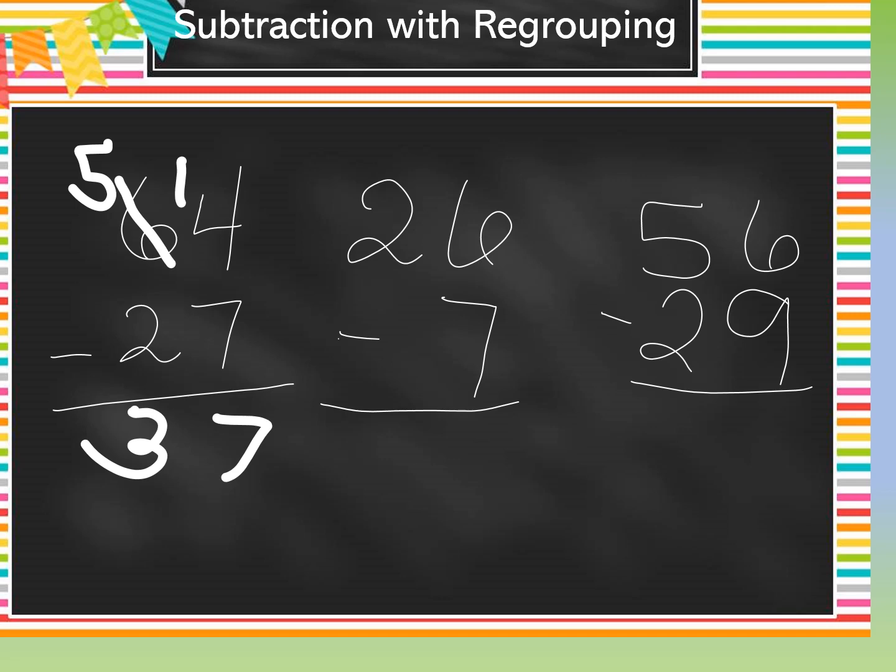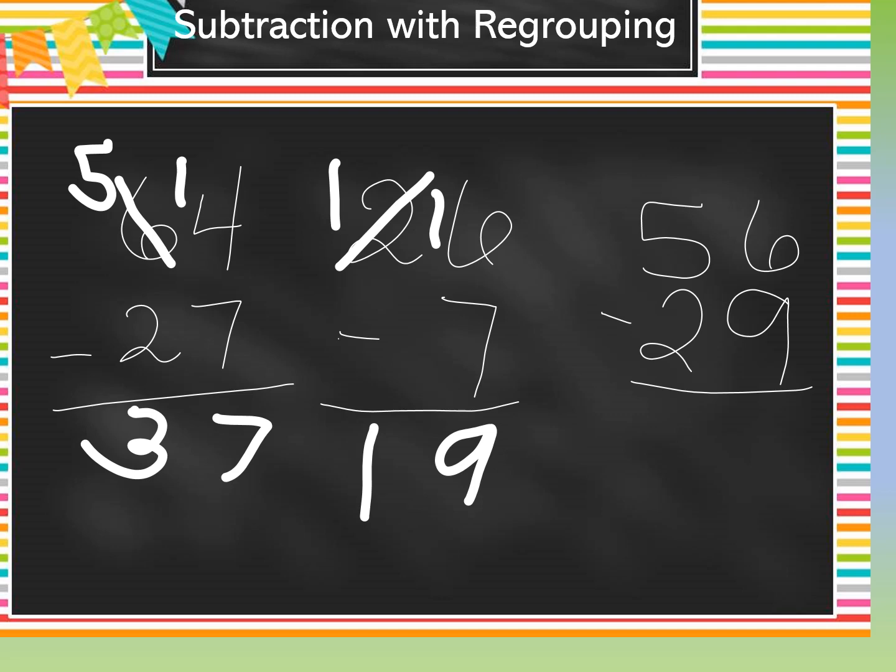26 minus 7. 6 minus 7. You can't do it. We're going to have to borrow from the tens column. 16 minus 7 equals 9. 1 minus nothing equals 1. Our answer is 19.